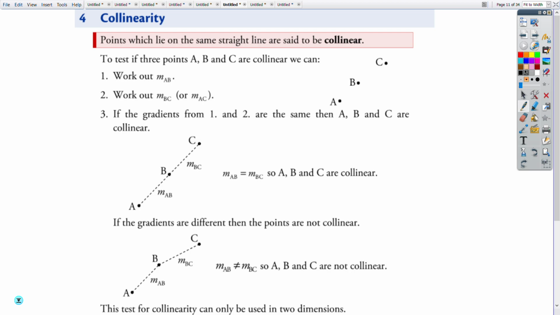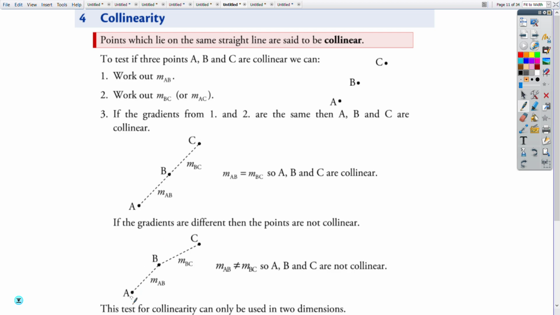It's got the definition at the top here. Points which lie in the same straight line are said to be collinear. So it's got an example down here. A, B, and C are all 3 points which lie on this same straight line. And we know it's the same straight line because the gradient between A and B and the gradient between B and C are equal to each other. So that's what that says here.